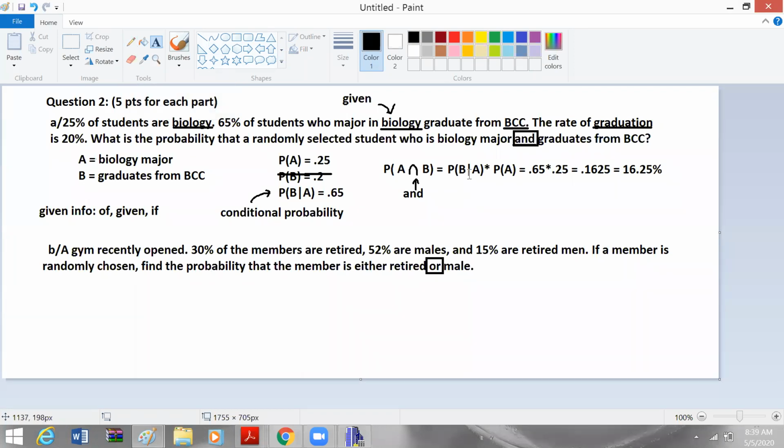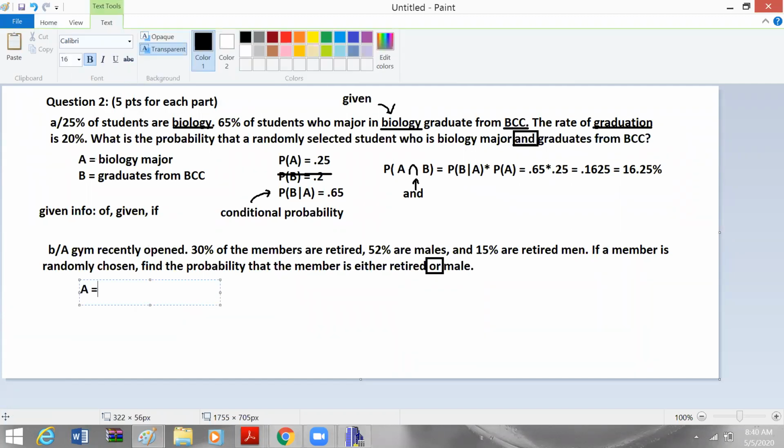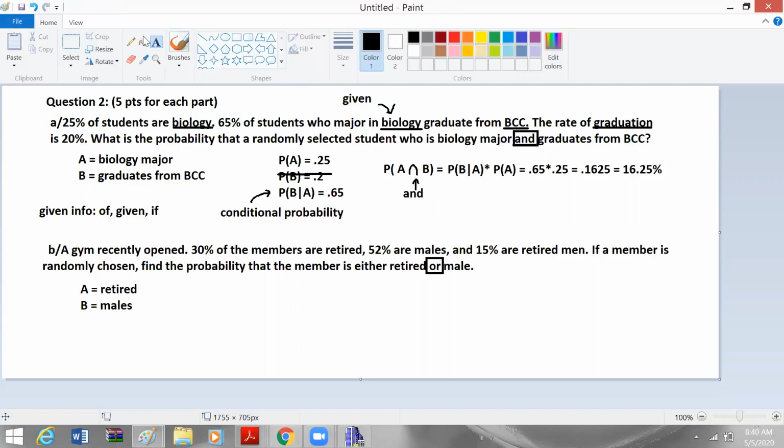So this is the retirement. So this is the N, right? So the information that we have here, let me just put them down. We call A the probability of the retired, and we call B the probability of males, and A and B will be 15% probability. So we're going to have to write them down.